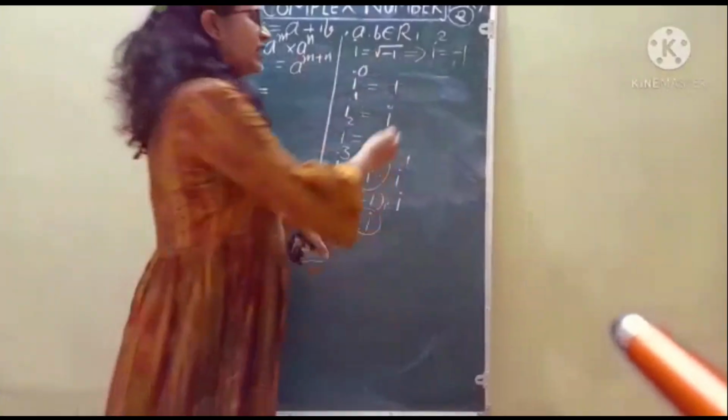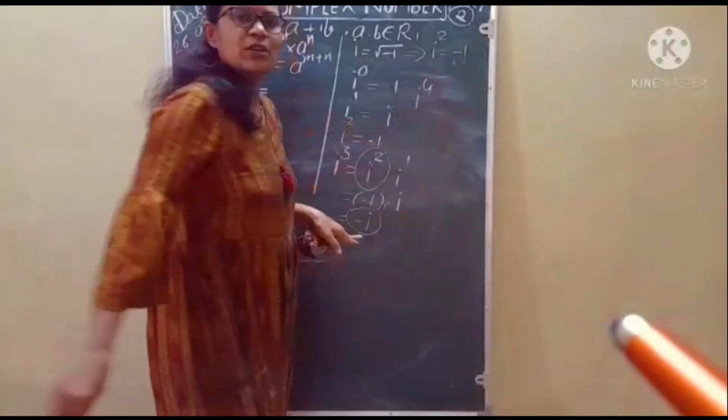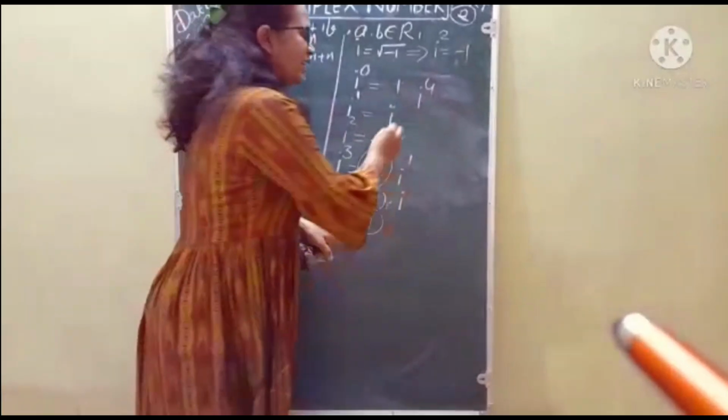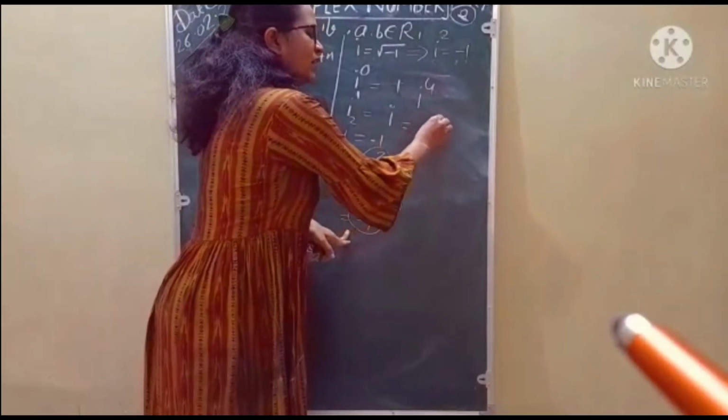I to the power 4. It's easy to find i to the power 4. How will we find i to the power 4? I to the power square.